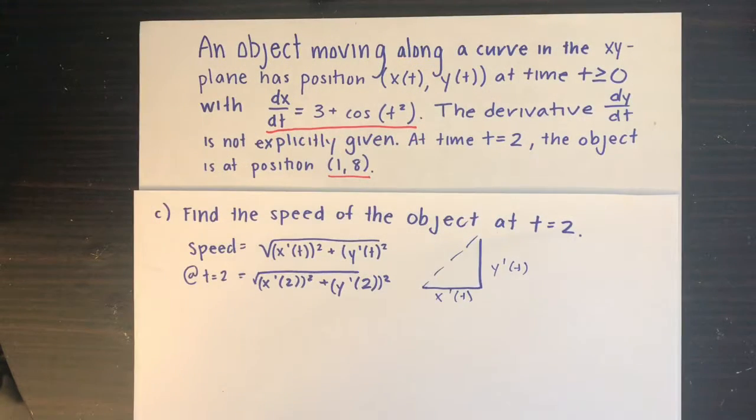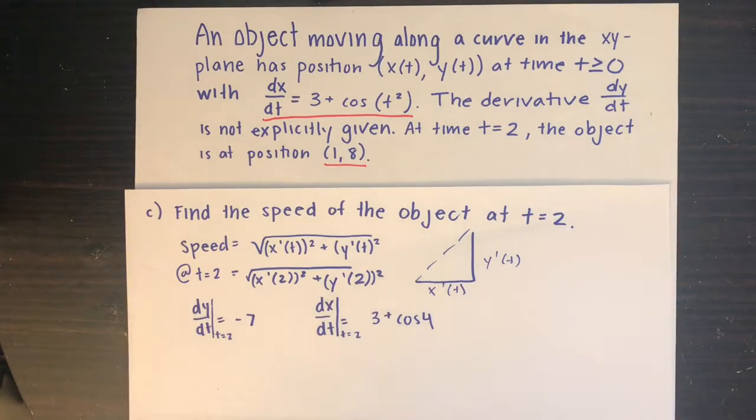So now we just need to plug in 2 for t, and you might be asking yourself, we don't have the derivative dy dt, it's not explicitly given. However, we know from part B that at time t equals 2, the derivative of y is -7, so we can use that in this equation. Additionally, since we have the formula for dx dt, we can find x prime of 2 using that formula. So therefore, we know dy dt equals -7 and dx dt equals 3 plus cosine of 4.